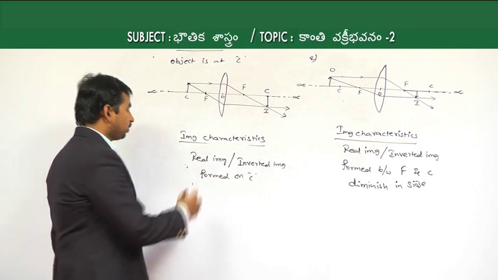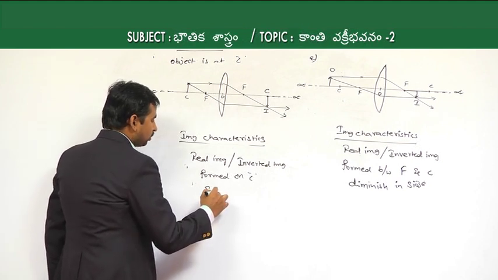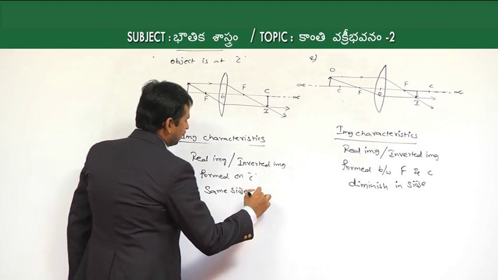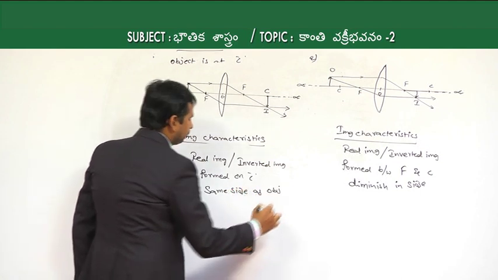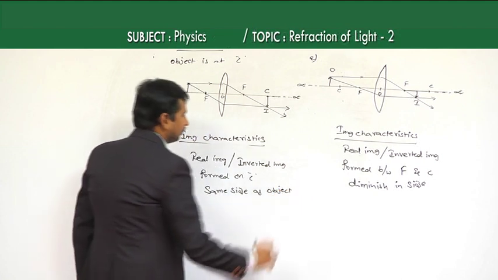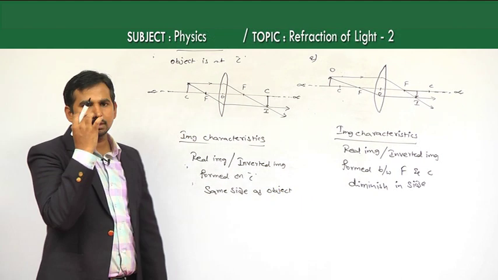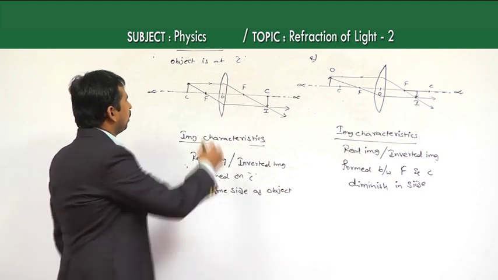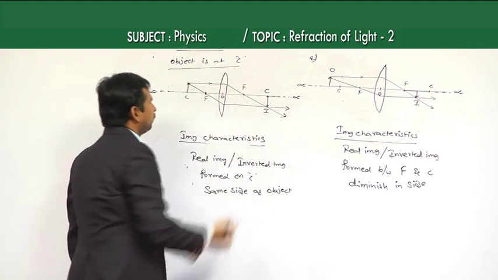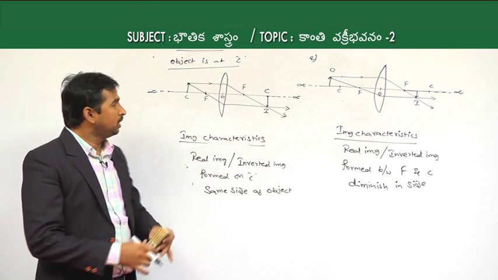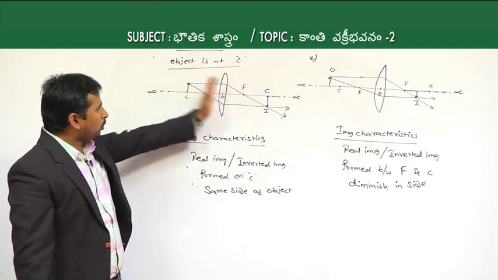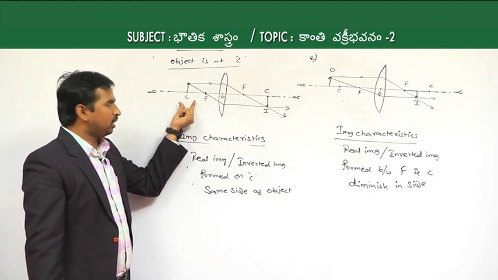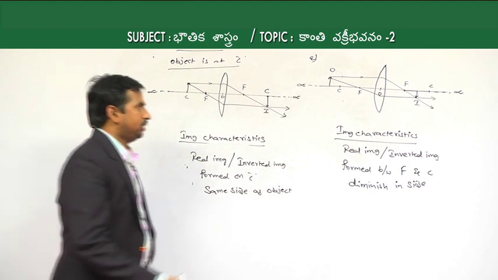And the next one, it is of the same size as the object. That is about our third case, when the object is at the center of curvature. Okay. Then gradually if we bring it closer and closer, our next position is where the object is placed in between C and F.